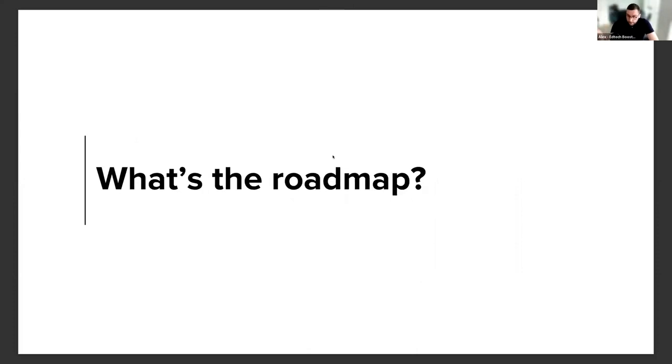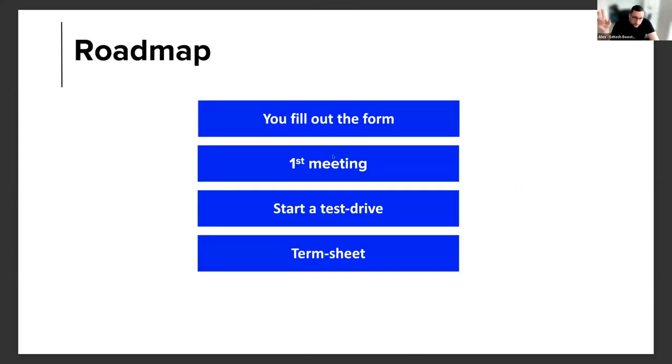So what's the roadmap? How do we do it? First, founders fill out the form. Then we have a first meeting, probably 2 or 3 meetings. And then we start a test drive. Test drive usually takes about 3-4 weeks. Then we sign a term sheet and invest. Recently, like 2 weeks ago, we invested in our first company from Mexico, but they are in the US market.